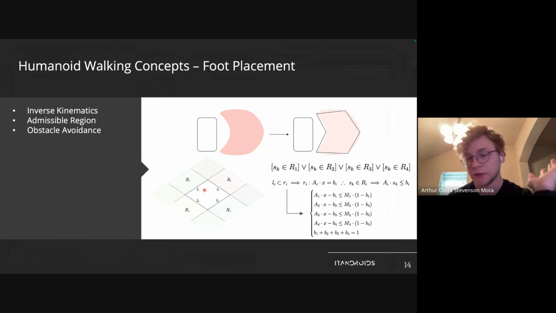So the idea here is, for example, in the case of obstacle avoidance, we have the obstacle. There are a lot of different semiplanes depending on how many sides the obstacle has. So the foot can be placed in the different semiplanes. So it's an OR constraint, as I said before.